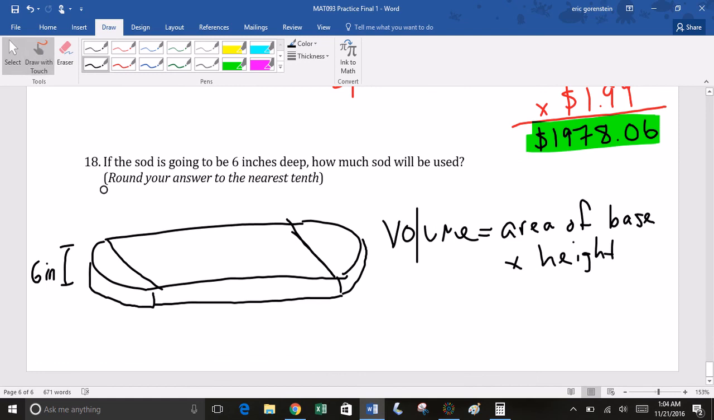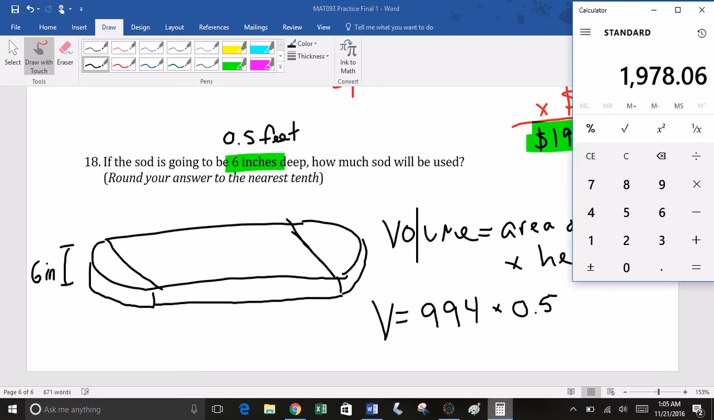So the volume, let's say V equals 994 square feet times the height. Well, the height has to be in feet. It's given in inches. So 6 inches is half a foot. So we need to convert this 6 inches to feet. So 6 inches is half a foot, or we could say 0.5 feet. Okay, so the volume is going to be the area times the height, or the depth, 0.5.